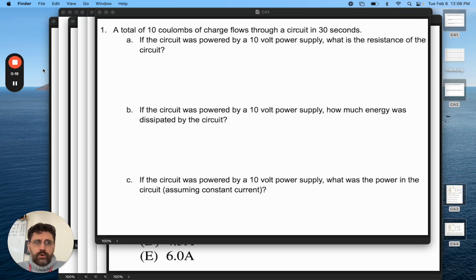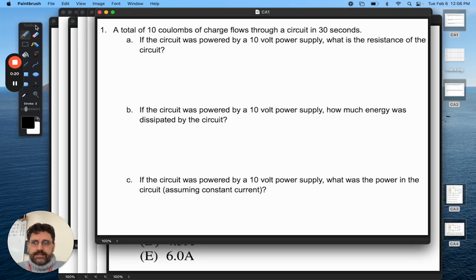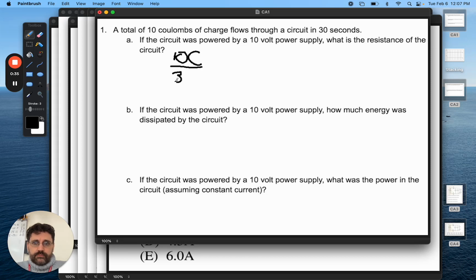So first thing to remember is that if I tell you 10 coulombs of charge in 30 seconds, that allows you to find current, because amps is coulombs per second. So if you take the 10 coulombs and divide it by 30 seconds, you're going to get the current. And that ends up being 1/3 of an amp.